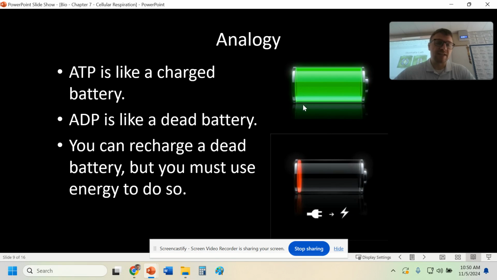So I always like to think of ATP as like a charged battery and ADP like a dead battery. We can recharge the battery to put energy in it, but we need that energy from somewhere else. For us, it's going to be food. For our electronics, obviously, it's going to be the power plants, but this is a very good analogy.